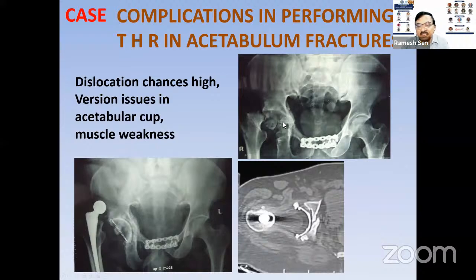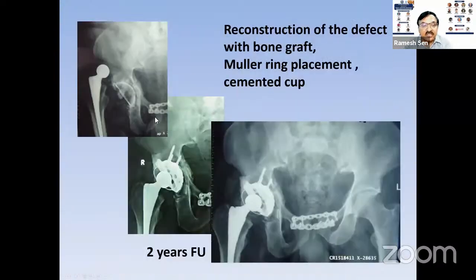Another case of complication, this was probably a pelvic injury and a hip dislocation where this was done, but it has come out. And you can see the cup was also not very well inside this area. So in this case, we just went in and used a Muller's ring after an adequate amount of grafting. And then this is the subsequent outcome, 2 years follow-up of this case.